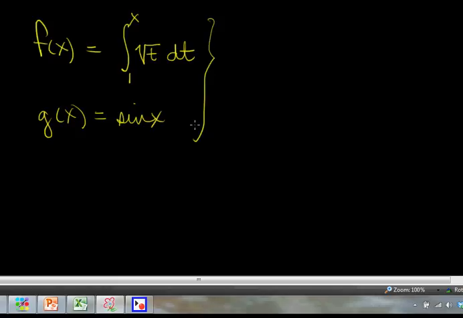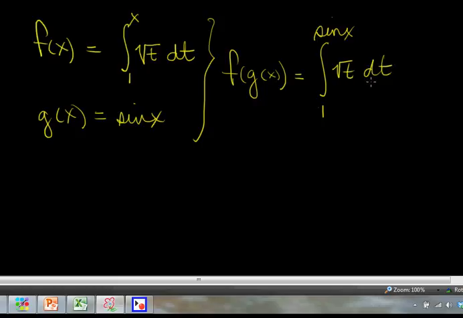Then, function composition, f of g of x, and this is the kind of problem you'll see in some of your homework, f of g of x would be written as the integral not 1 to x, but 1 to sine x. Sine x becomes the argument of f. F of sine x would be the integral from 1 to sine x of the square root of t dt.